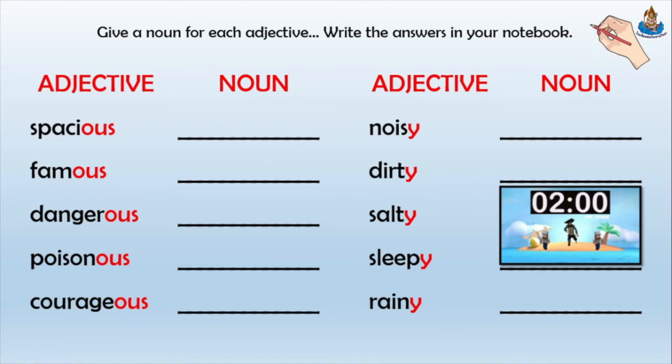Okay, so I'll give you guys 2 minutes to work on these items. Write your answers in your notebook. Copy the adjectives and then write an appropriate noun beside it. So, just like the examples that we have here, courageous hero or rainy morning.